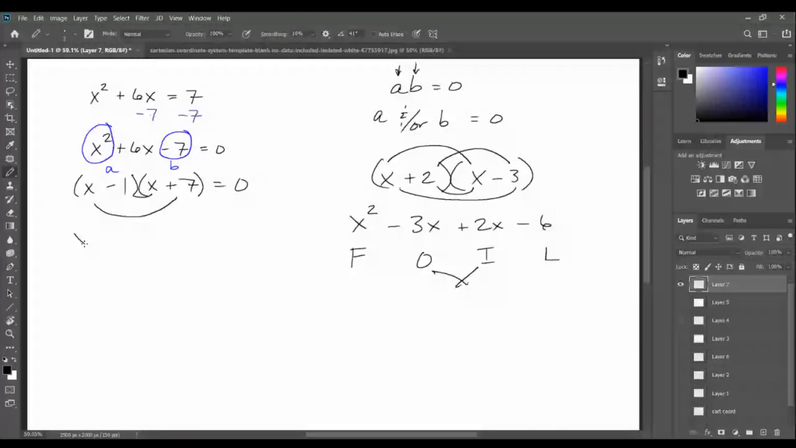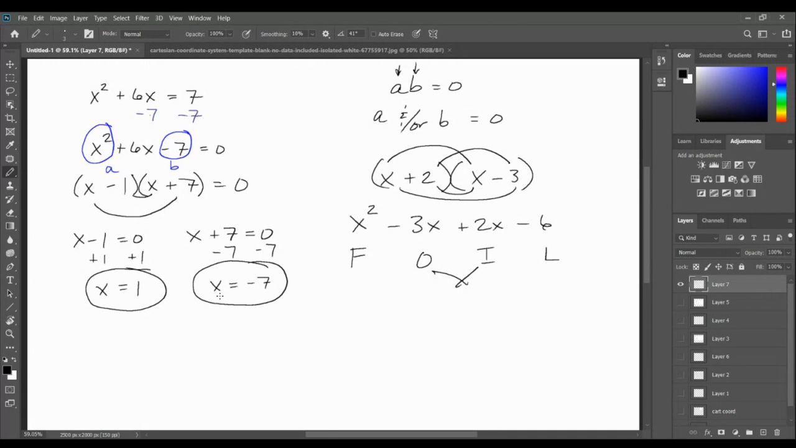So either x minus 1 equals 0, or x plus 7 equals 0. So over here, I'll add 1 to both sides, and x equals 1. Over here, I'll subtract 7 from both sides, and x equals negative 7. So either this is true, or that is true.